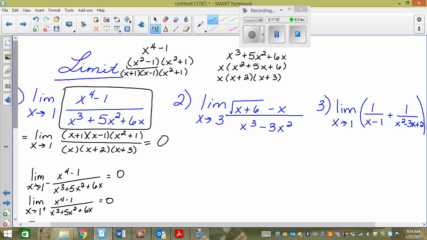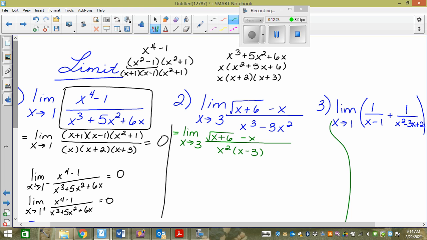Okay, this one, if I plug a 3 in, on the bottom I get 27 minus 27, which is 0. So I know I have to do some math. Now, you can go equals, the limit as x approaches 3. And you can factor the bottom by taking out an x squared, and you're left with x minus 3. And that's fine. But what did I tell you you have to do every time you have a radical? You have to rationalize it, right? Which means you have to multiply by the conjugate.